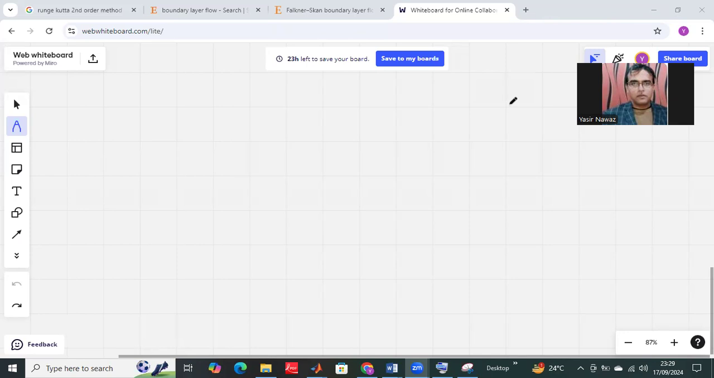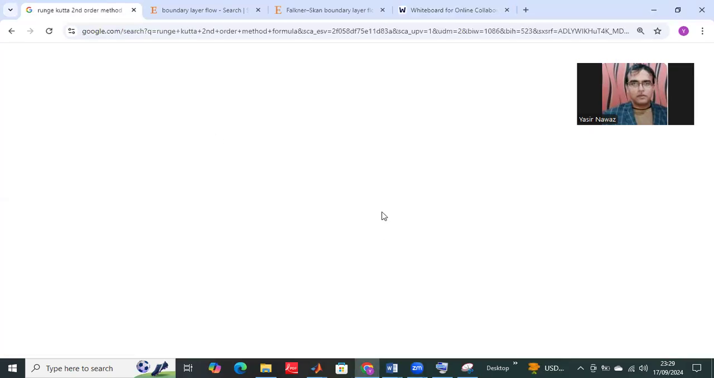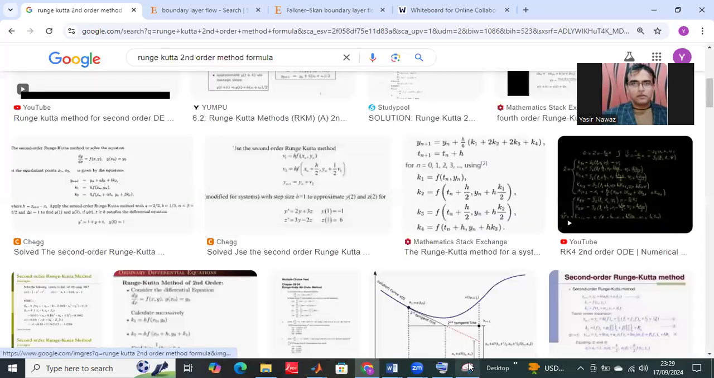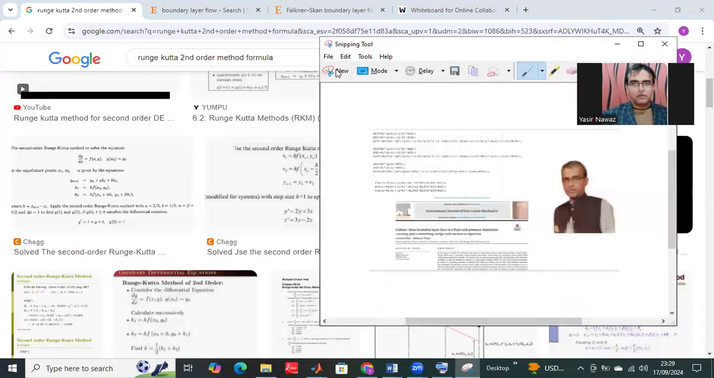Hello, I'm Yasir. Today I will apply the shooting method to a boundary value problem. The shooting method is based on the second order Runge-Kutta method. For the second order Runge-Kutta method, I will bring the formula here.